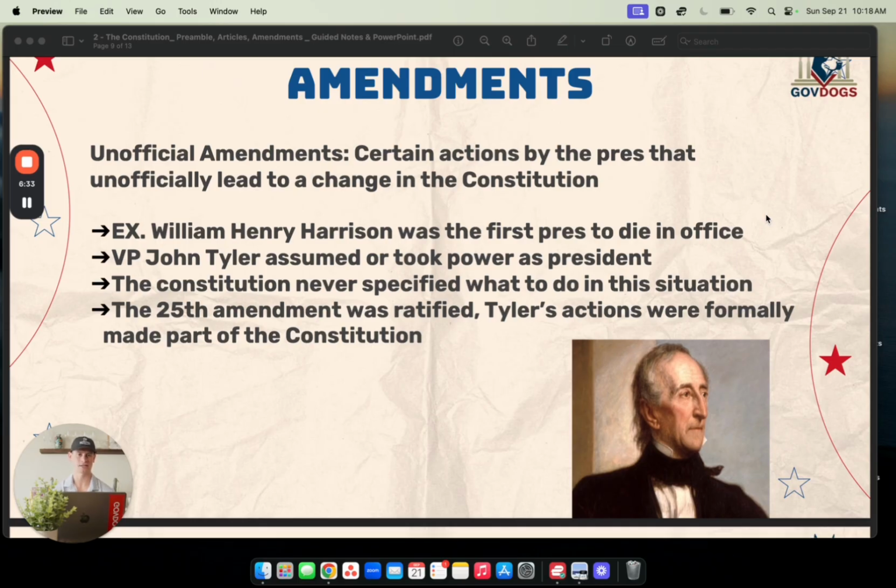So what's interesting is the Constitution never actually spelled out what to do if the president dies, right? But logically, it makes sense that the vice president would take over. So there is a bit of logic that has to come into play here. The president passes away. It's pretty obvious that the VP should take over, but that process wasn't actually outlined in the Constitution. So the 25th Amendment was ratified, and Tyler's actions were formally made part of the Constitution. So we have the presidential succession process outlined in the 25th Amendment, which explains what happens if the president dies, and then the VP dies, and then the Speaker of the House dies, and then all the way down the chain.